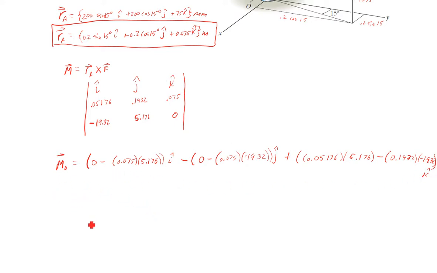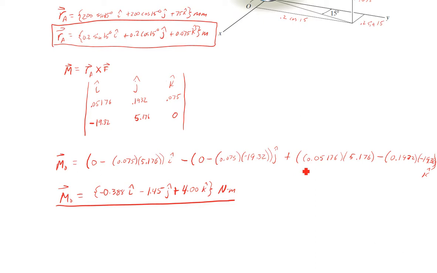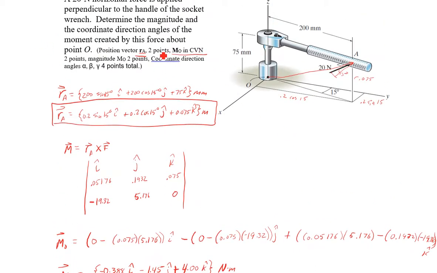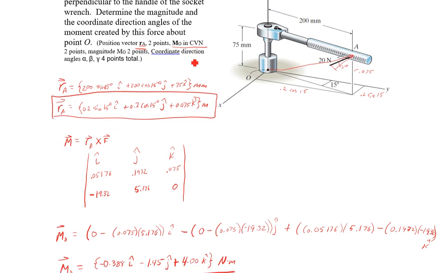So when we simplify that out, we get MO, so I get 0 minus this thing, I get negative 0.388 I minus 1.45 J plus 4.00 to 3 significant figures K. My units for that are Newton meters. Alright, so we got the first two parts of that done. We got the position vector and the moment in Cartesian vector notation.